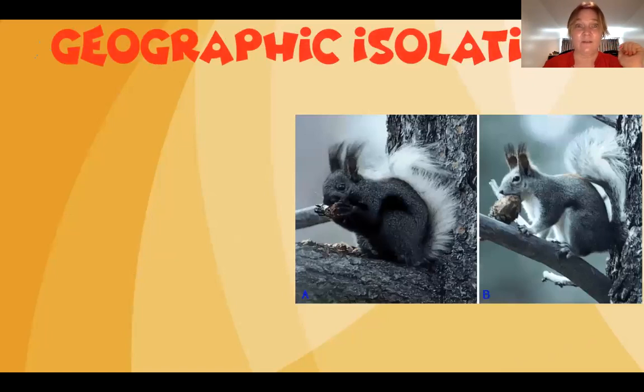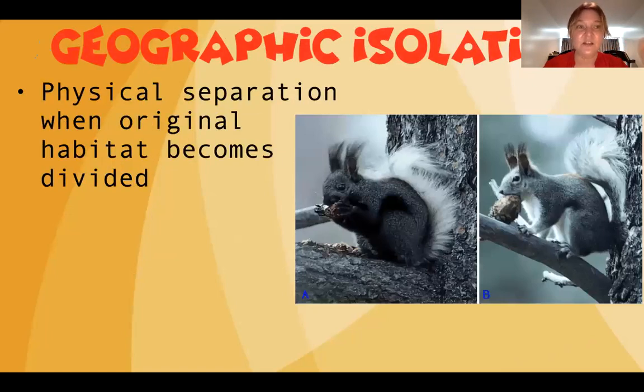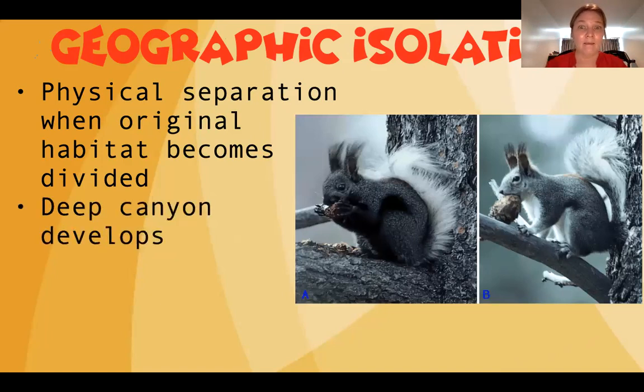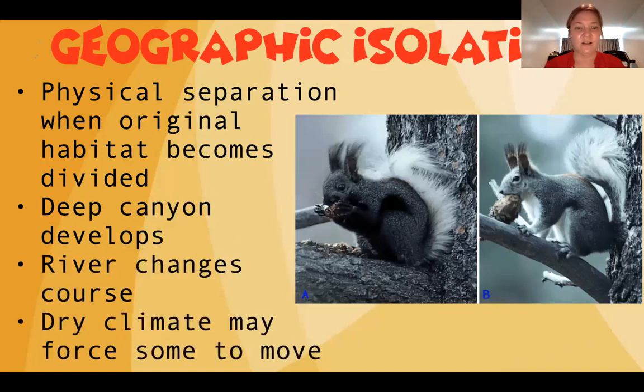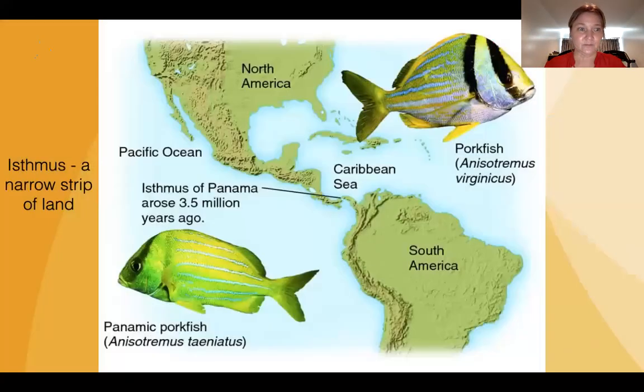So we'll start with geographic isolation. This is a physical separation when the original habitat becomes divided, or it could also happen through migration if a population migrates to two different areas. Examples of ways that a habitat could be divided: a river changes course, or a deep canyon develops, or due to climate change or some kind of natural disaster, the population might be forced to move.